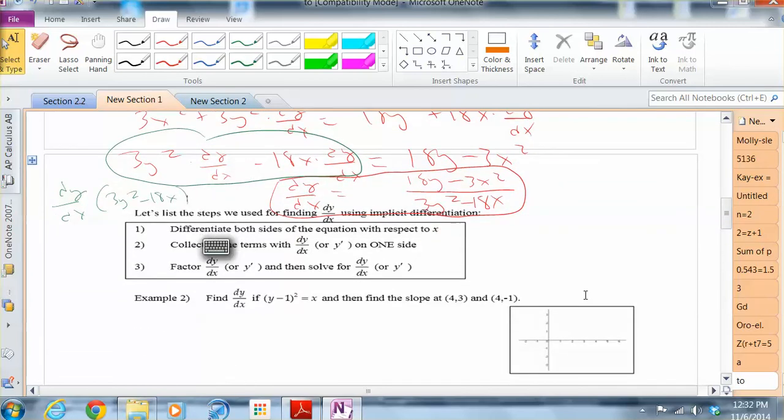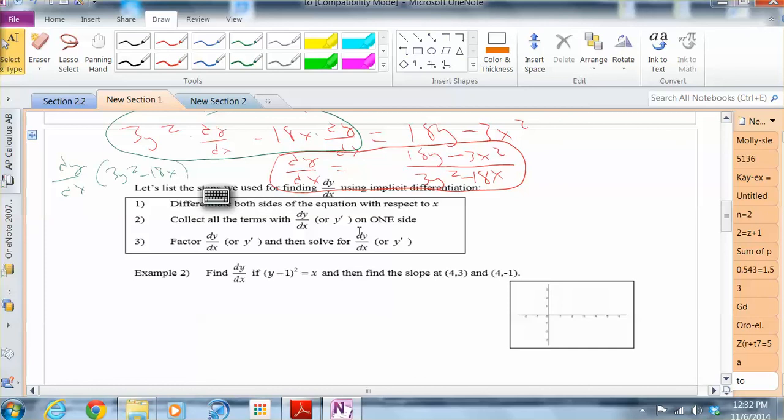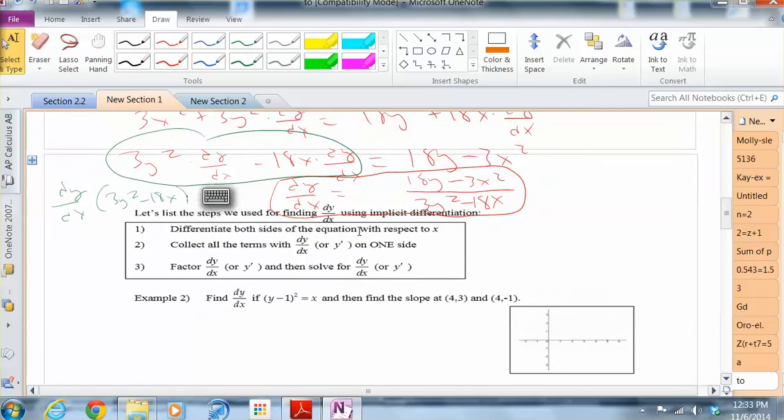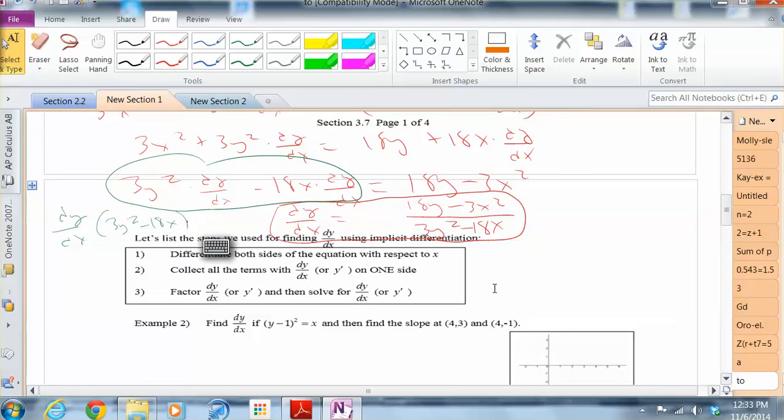So here are the steps for implicit differentiation. You differentiate both sides of the equation with respect to x, collect all the terms of dy over dx or y prime on one side, and then factor out, then solve for dy over dx, like I did here. So this box is actually a great way to summarize what I just did.